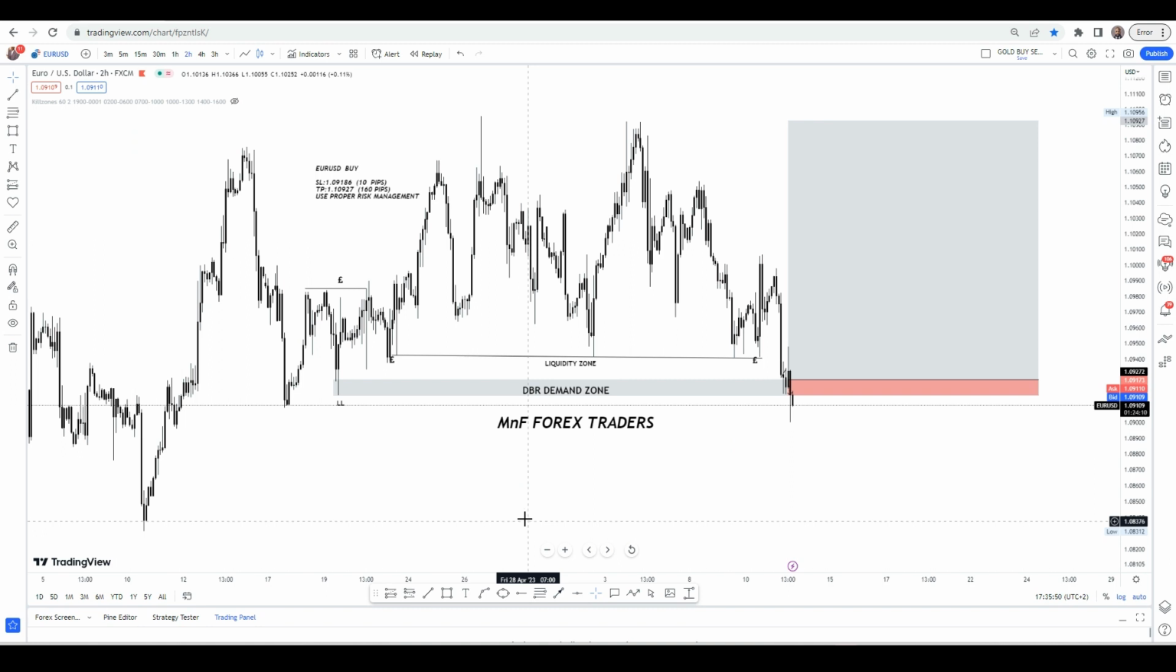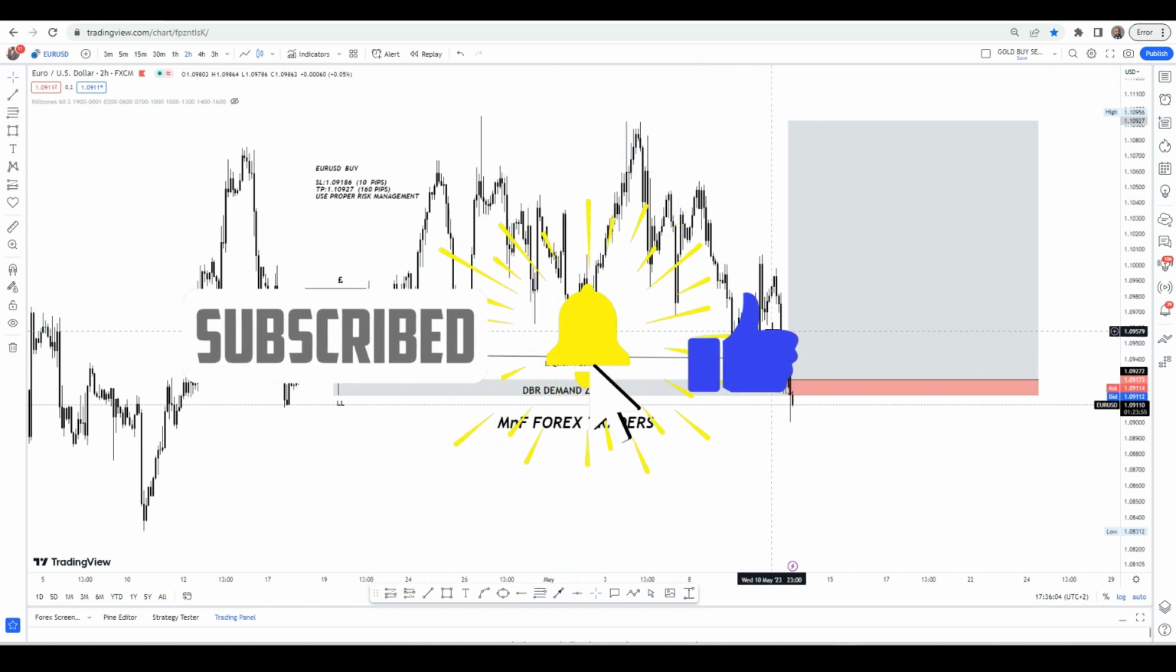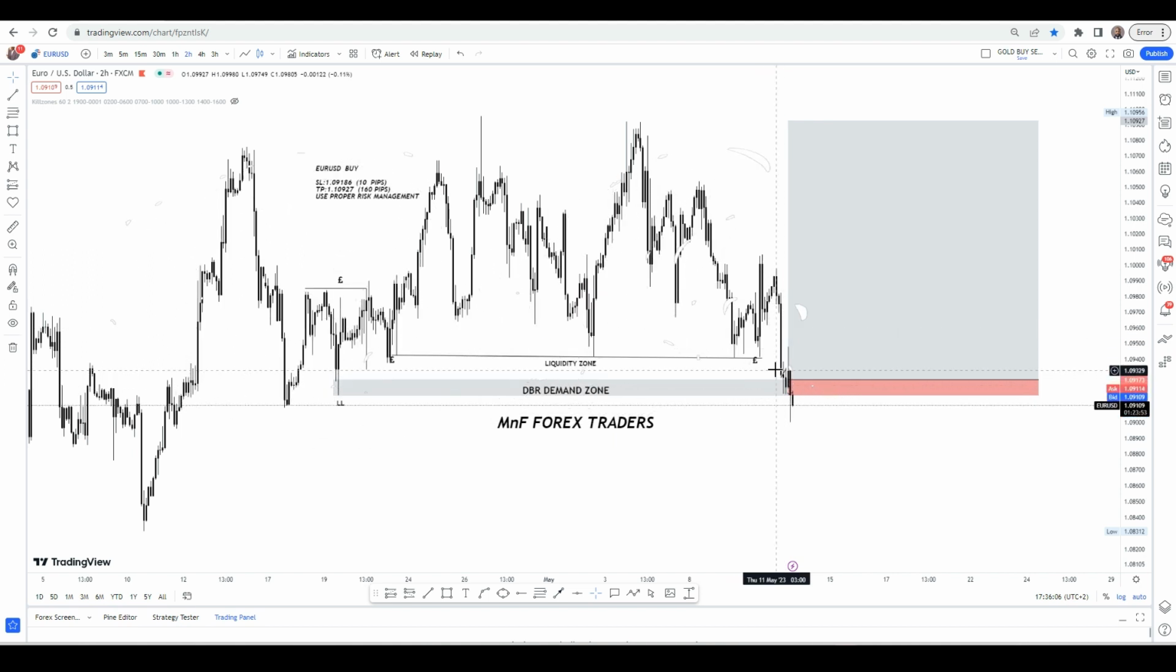All right, so this is how it was, right? We had a nice setup right here on USD, a beautiful drop base rally with liquidity which was left behind right here, a ton of liquidity if you can see right here. And then after that, we saw the market taking out the liquidity, and then we took this trade, right? It pushed upside a little bit, and then it dropped, taking us out right here. This was a solid setup.